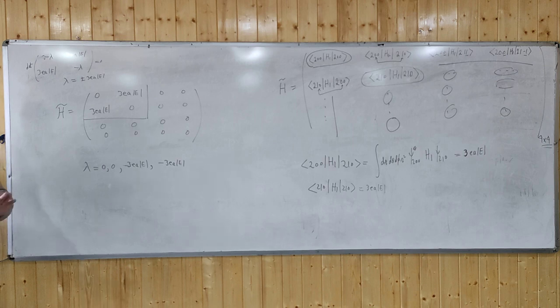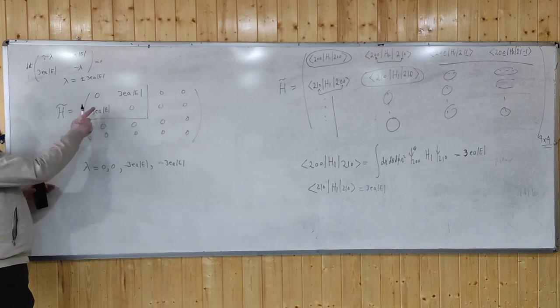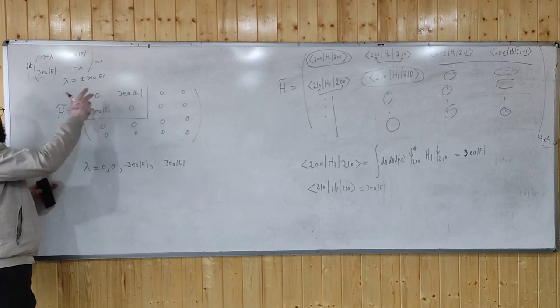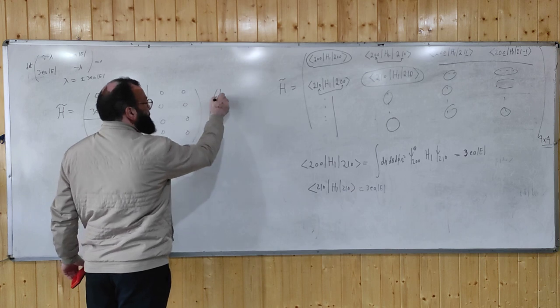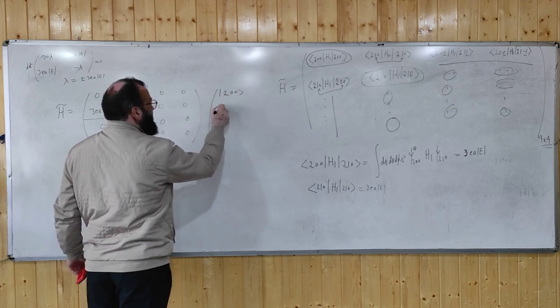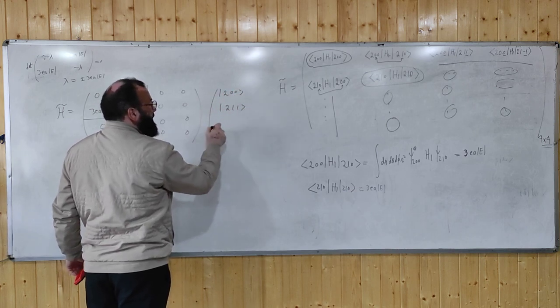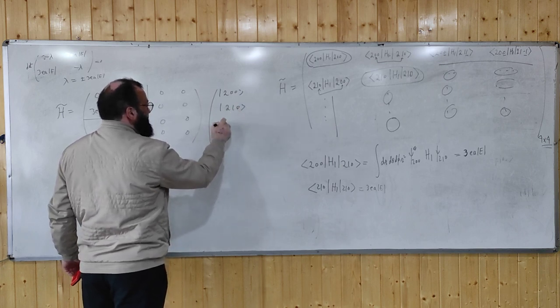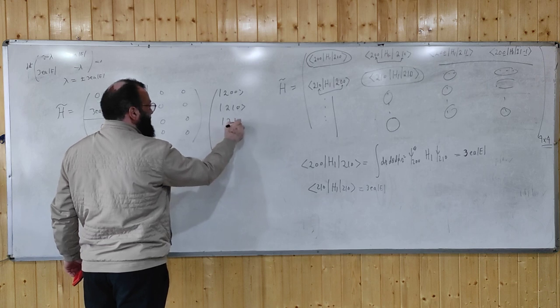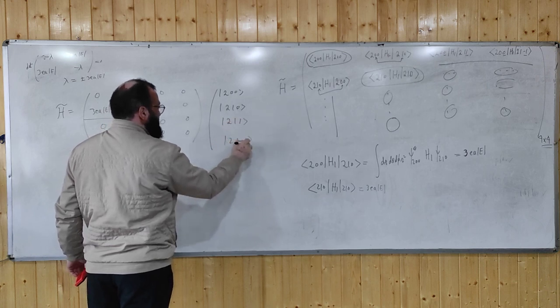Okay, what is the next task to figure out? I need to figure out what the good eigenstates are. Since degeneracy is not completely lifted, there is a partial lift of degeneracy. Still, I need to figure out at least what kind of states I can have. So my states were like this: 2,0,0, then 2,1,0, sorry, this is a z state, not px state, then 2,1,1, then 2,1,minus 1. Clear?